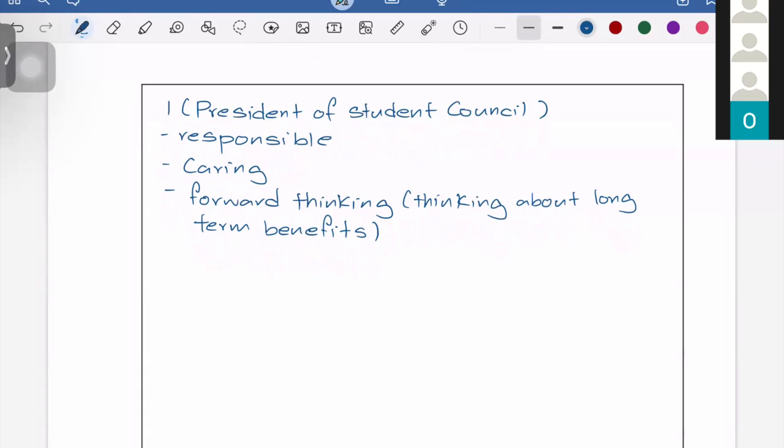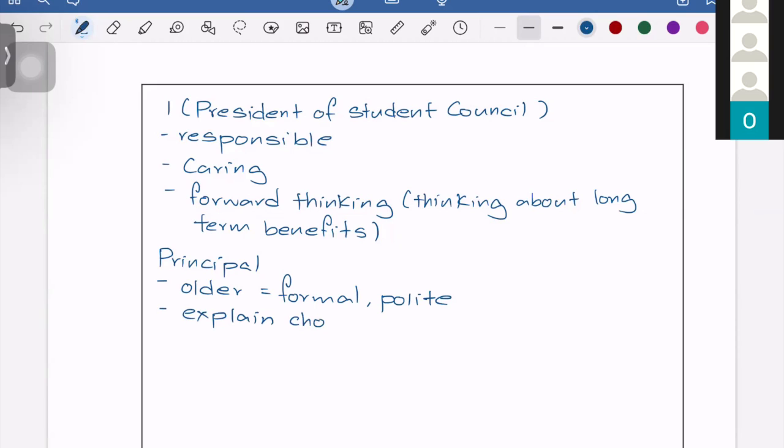Next, who you are writing to, that would be the principal. The principal is naturally much older than you, so that means your tone has to be formal and polite. Make sure you are explaining all of your task fulfillments clearly and why you have chosen what you have selected.